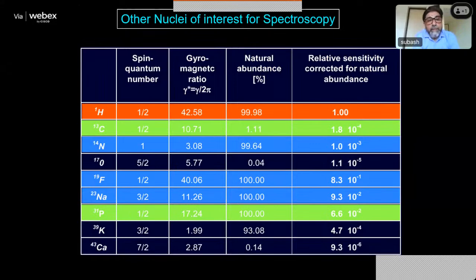There are several other nuclei which are of biological importance: hydrogen, carbon 13, oxygen 17, fluorine 19, sodium 23, potassium 39, and phosphorus 31. These are some of the important elements which are of biological interest. But in NMR, what we usually use is hydrogen, fluorine 19, sodium 23, and phosphorus 31. These are the nuclei which are being used by various groups to perform imaging or spectroscopic measurements.